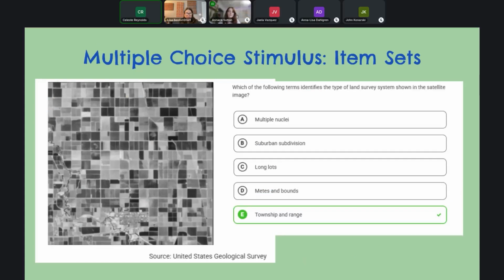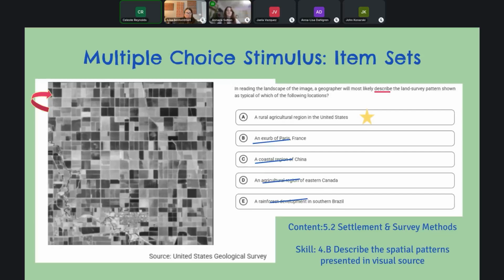Okay, let's go to the last question for this set. So once again, we have that satellite image. And on this question, it is: in reading the landscape of the image, a geographer will most likely describe the land survey pattern shown as typical of which of the following locations.